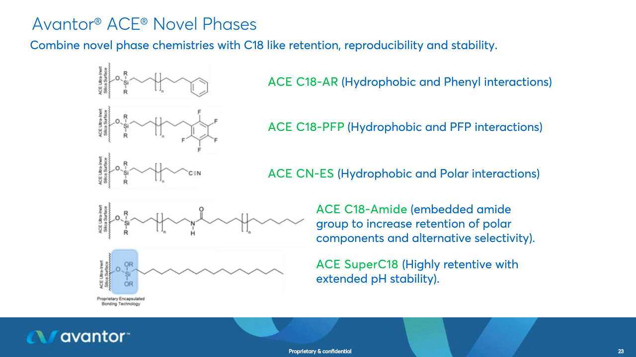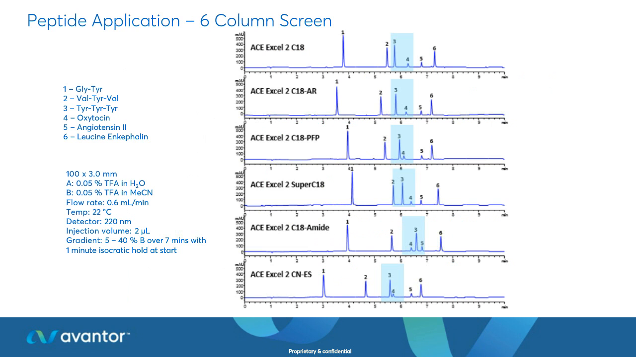mechanisms of interaction. So if you've got aromatic side chains, they can interact with pi-pi. If you've got more polar hydrophilic peptides, then actually it's a good idea to work with something that's got a polar embedded group, for example, like the C18 amide. And when you look at the peptide screening run, again, very simple peptides, you can see peaks starting to move around a lot more. So there's a lot more potential for different selectivity because peptides are a lot more similar to small molecules than our big intact complex protein.